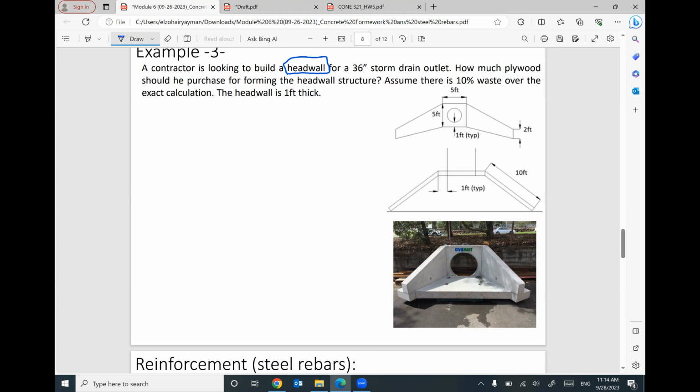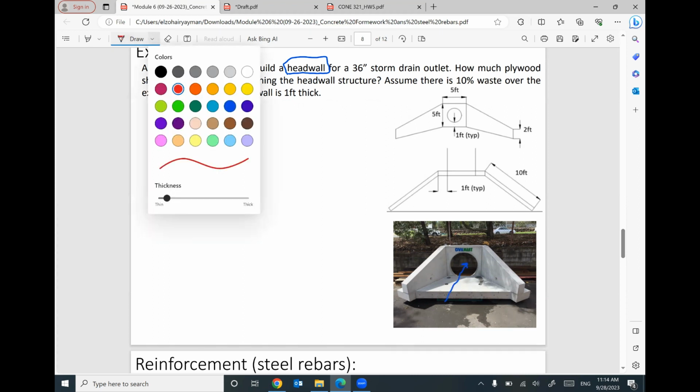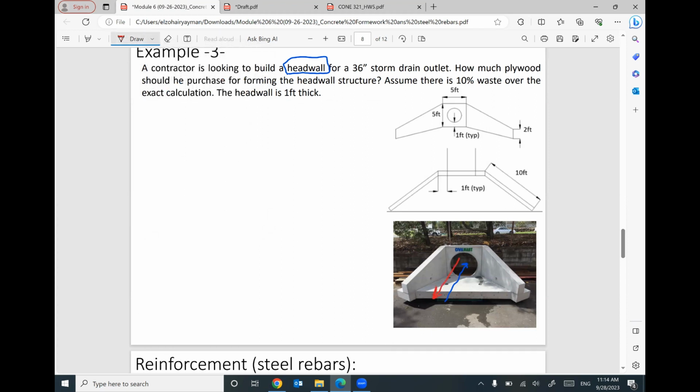So if the water is trying to get in the pipe, or even if the water is trying to get out as exit from the pipe, we are constructing this head wall to prevent any corrosion in the soil. This is not our topic today for this course. We have this concrete structure, and we need to build it. So I need to figure out how much area of the formwork to order, how much plywood to construct this formwork. Does that make sense?